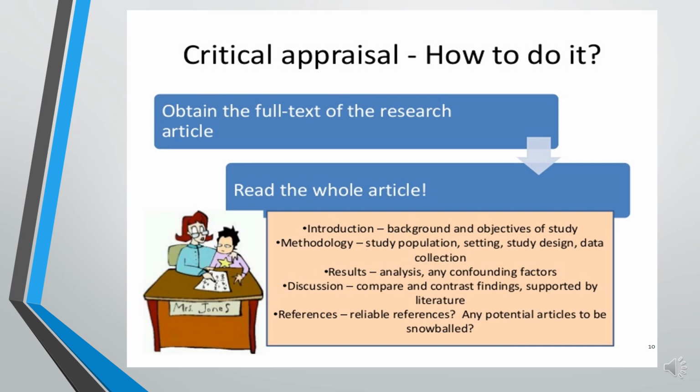Critical appraisal, how to do it? First and foremost thing is to obtain the full text of the research article. Read the whole article. The article will be stated under the following headings, like abstract. After that there will be introduction, methodology, result, discussion, references. Some journals have different specifications, so this order may be changed, or some journals won't have a discussion or conclusion. They will conclude in the discussion only.